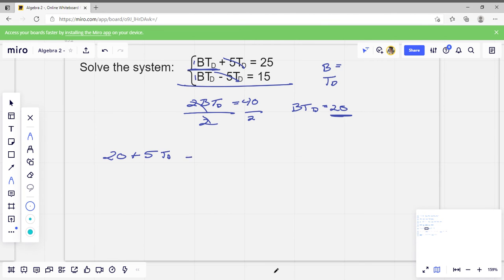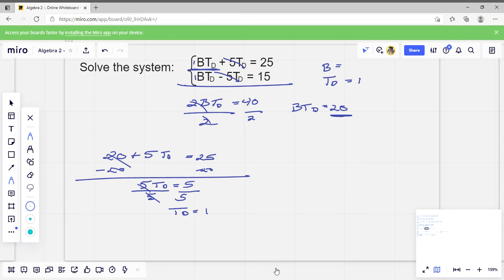5td equals 25. Now we're going to do minus 20, and we get 5td equals 5. That means that td is going to be equal to 1.